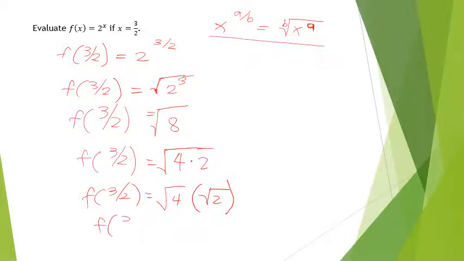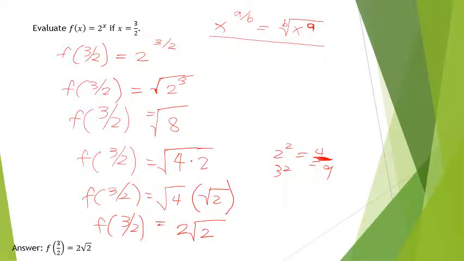Tapos f of 3 halves, anong square root ng 4? 2. Yung square root of 2 pwede pa bang masimplify? Hindi na, kasi yung 2, hindi mo na siya pwedeng ma-factor. Di ba 'yun ay 2 squared, 3 squared, 4. Pinaka-minimum lang ay 4 eh. Kaya bawal na 'yan. Kaya susulat mo na lang siya, 2 square root of 2. Okay. f of 3 halves is equal to 2 square root of 2.